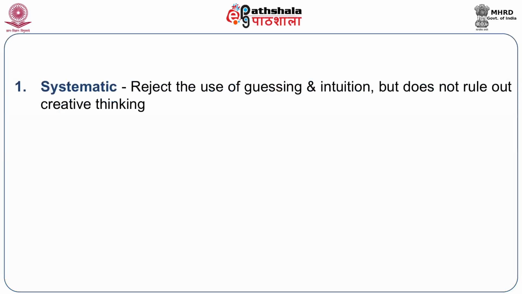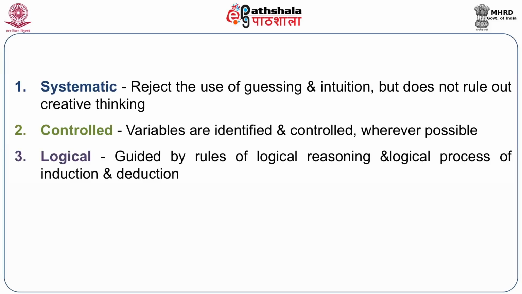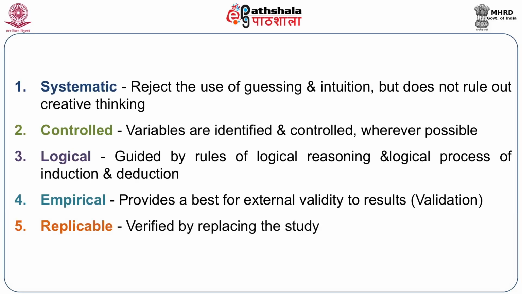Systematic. A research should be systematic. It should reject the use of guessing and intuition, but it does not rule out creative thinking. That is part of the systematic research. Then it should be controlled, like variables are identified and controlled wherever possible. Research should be logical. It should be guided by rules of logical reasoning and logical process of induction and deduction. It should be empirical. It should provide a basis for external validity to results. So validation is the most important portion. Replicable. It should be verified by replicating the study. And finally, self-correcting. The researcher is supposed to self-correct himself during the research process.